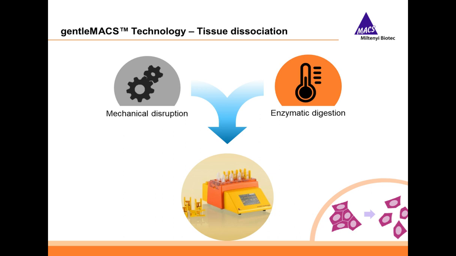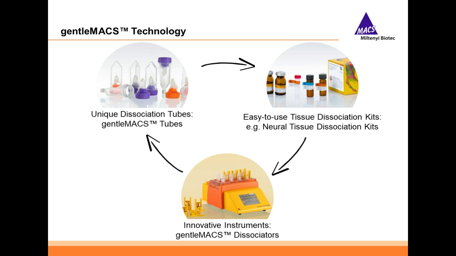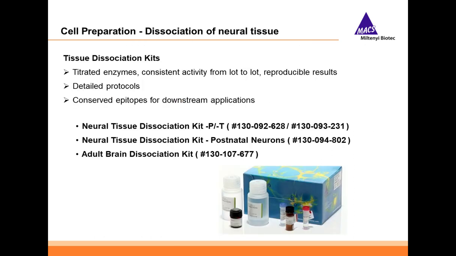For proper tissue dissociation, a combination of mechanical disruption and enzymatic digestion is needed. The mechanical disruption in our case is performed with a gentleMACS Dissociator and the unique dissociation tubes, which are operated by the gentleMACS with specific programs. For the enzymatic part, we developed tissue-specific dissociation kits. The combination of the gentleMACS with these tubes and the specialized dissociation kits then guarantees the most gentle and efficient tissue dissociation and a high amount of viable cells and a minimum of debris after the tissue dissociation.